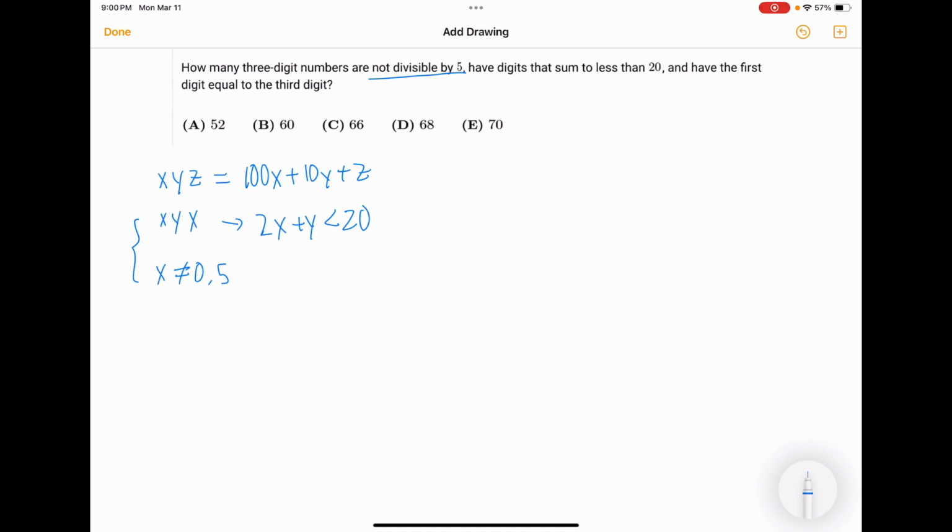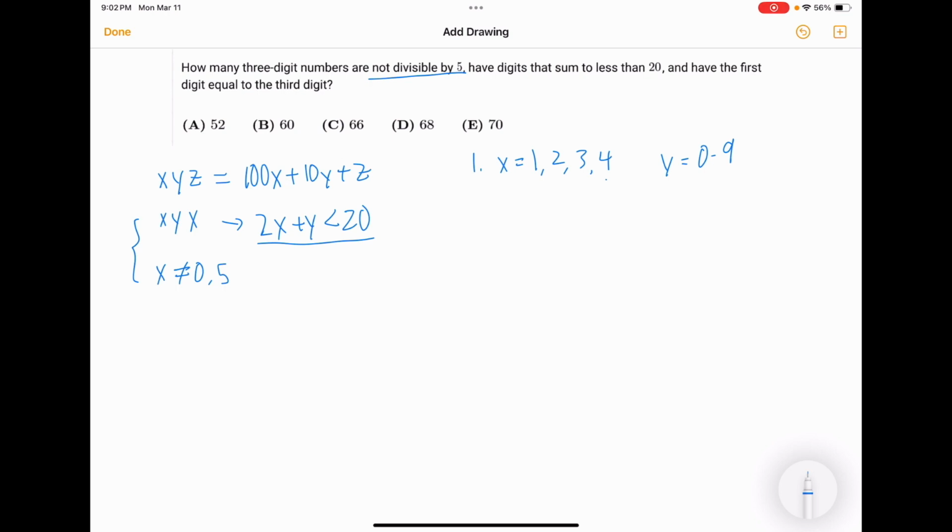So we have this all written out, and now all we have to do is see the possibilities. To work this problem faster, we can group up the solution. Number 1: when x is 1, 2, 3, or 4, y can be any number in the range of 0 to 9. If you plug in 4 for x, 4 times 2 is 8, plus y has to be less than 20, so y has to be less than 12.